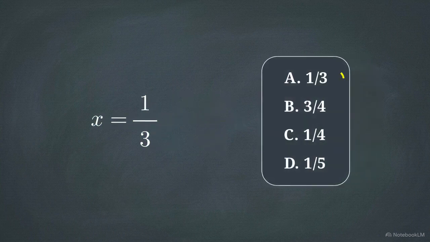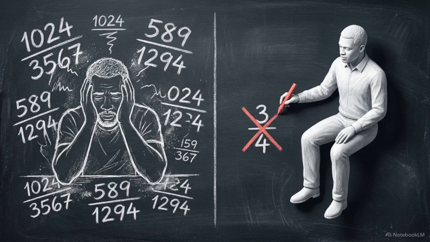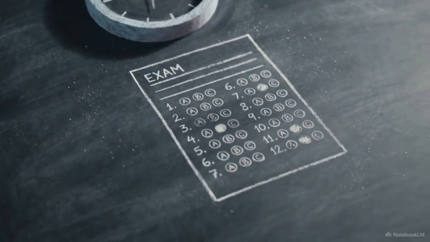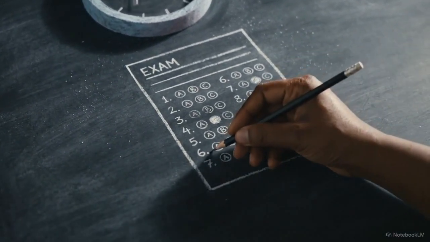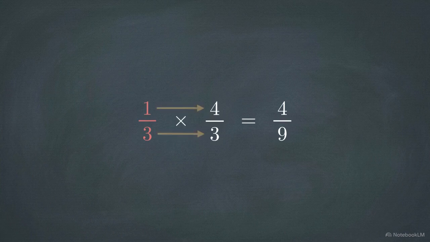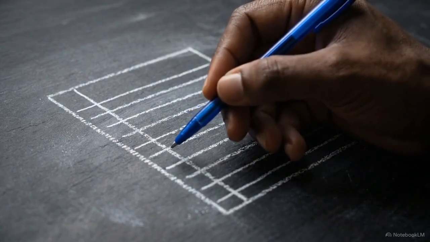Looking at our original choices, the correct answer is option A. Canceling numbers early prevents you from creating large fractions that are difficult to reduce. During a timed exam, this habit saves you mental energy and gives you extra minutes to spend on harder questions. We know this answer is solid because we can plug it back in. Replacing x with 1/3 shows that 1/3 divided by 3/4 works out exactly to 4/9. The scale remains balanced.